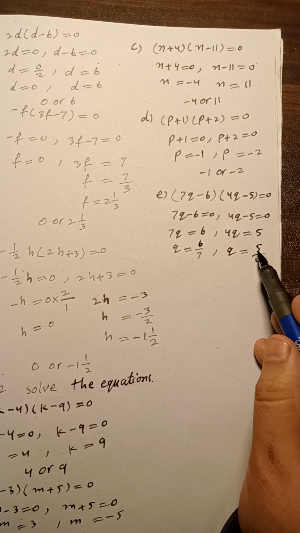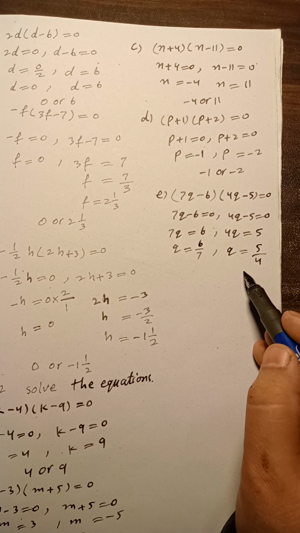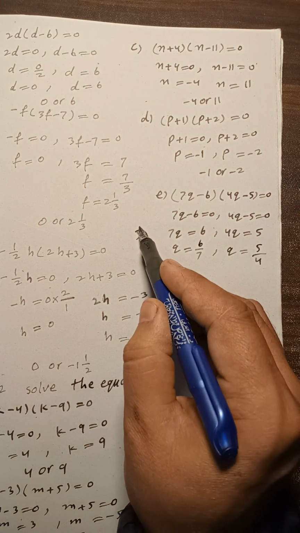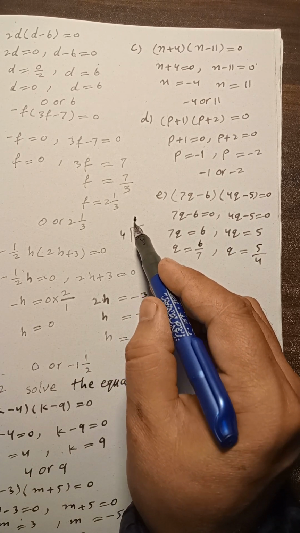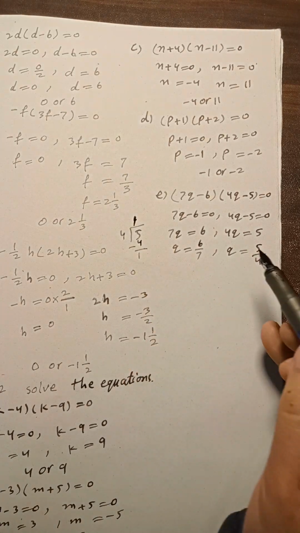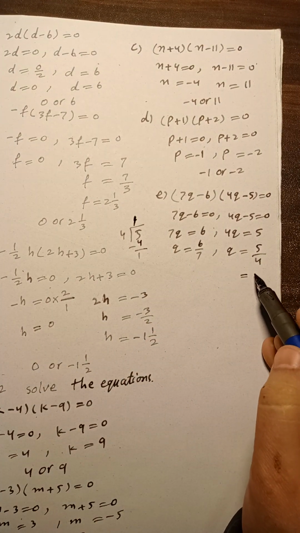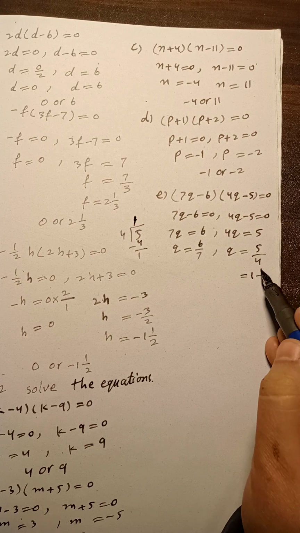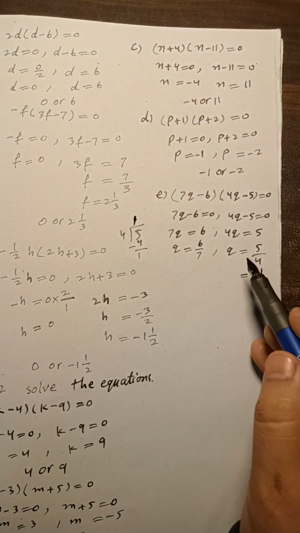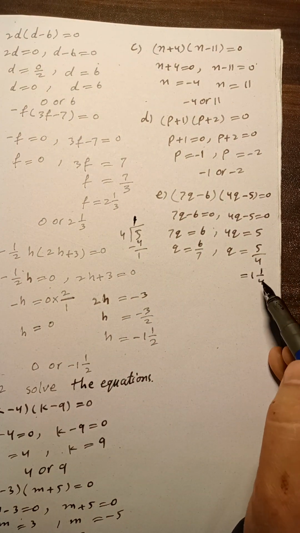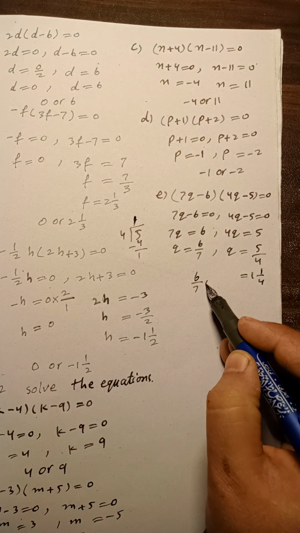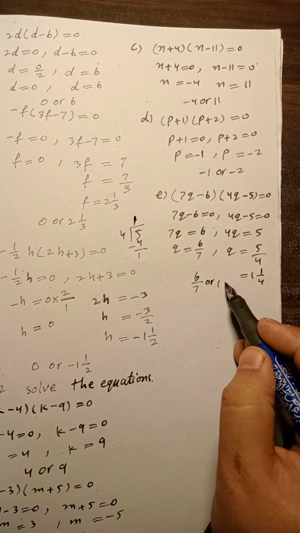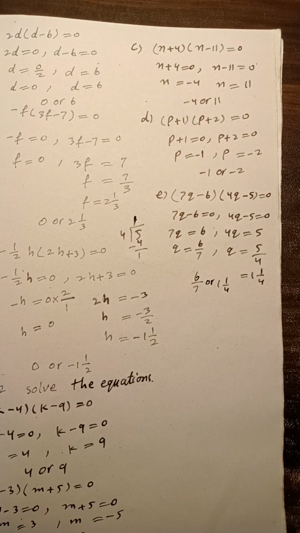Here the numerator is greater than the denominator, so you will change it into a mixed number, and you know that for changing into a mixed number, the numerator is divided by the denominator. 4 ones are 4, and the answer is 1 whole 1 over 4. This one first and this one later. Now you will write the answer: 6 over 7 or 1 whole 1 over 4. These are our answers.